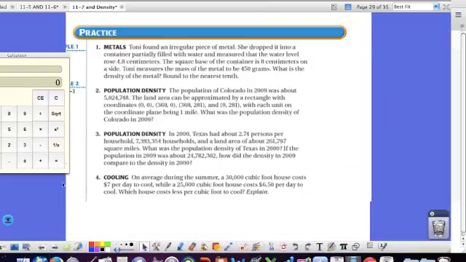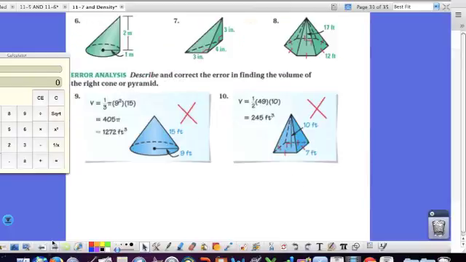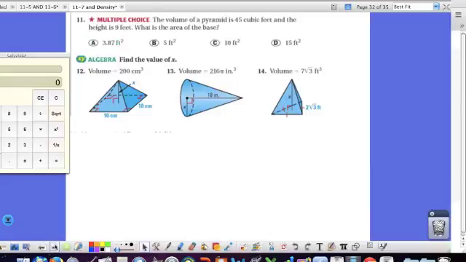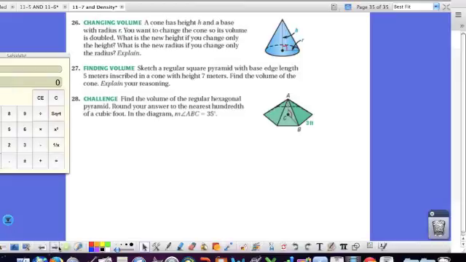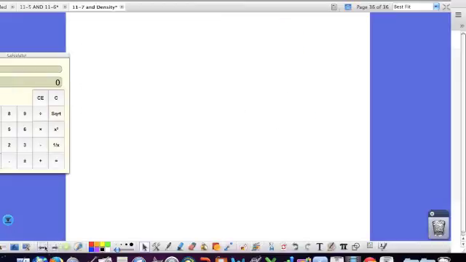And there you go, there's your homework. These first few problems deal with the lesson on density. And then here are the problems from lesson 11.7 on volume of cones and pyramids.